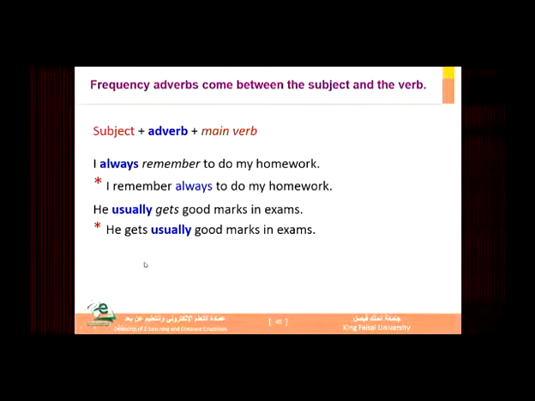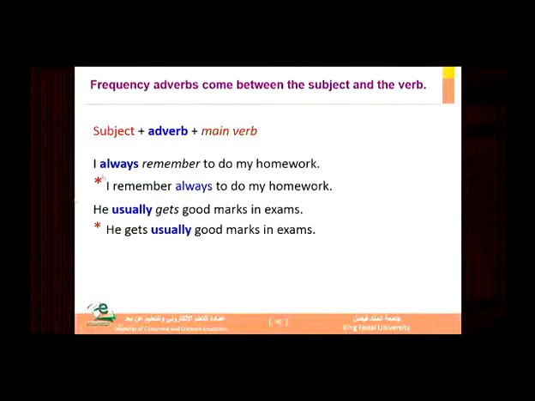These are examples showing us some incorrect uses of the adverb, where it is not really used between the subject and the verb. We can say, I always remember to do my homework. Look at the adverb always. It is between I, the subject, and remember, the verb. We cannot say, I remember always to do my homework.